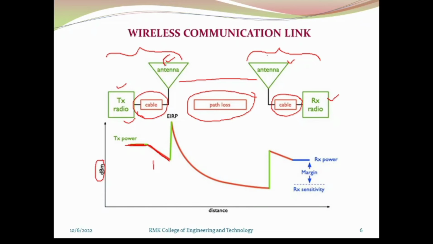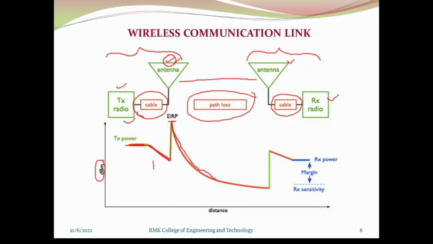Then because of the antenna, there is a gain we have fixed, right? So the effective isotropic radiated power, EIRP, is fixed for this antenna. So this is the transmitting power from the antenna system. This is the transmitted power we have, and between the transmitter antenna and the receiver antenna, there is a loss again.